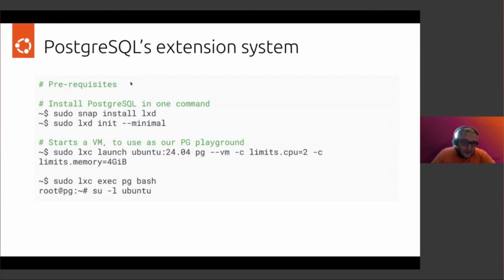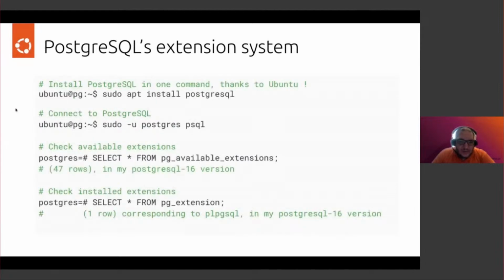I believe that the best way to learn is to be hands-on. That's why here I'm starting by providing some prerequisites on how to have a playground using LXD, where we launch a VM that we'll use as our playground. So this is for the setup. Now, thanks to Ubuntu, installing Postgres is as simple as running a single command using sudo apt install postgresql, and that's the same for any Debian-based distribution. Then you can connect to Postgres using the following command.